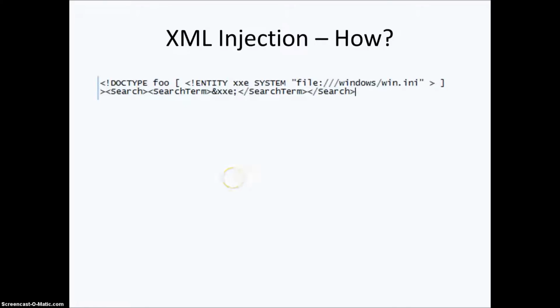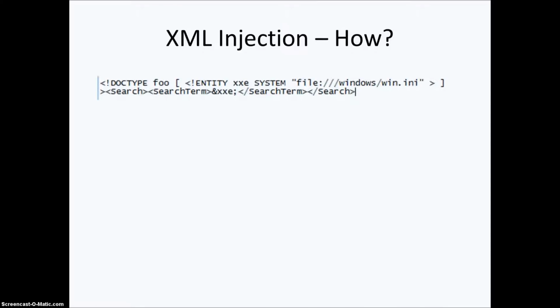So take a look at this. We're going to set up an entity. It's called XXE. SYSTEM means we're referencing an external source, and file simply means that the URL we're referencing can use a file protocol. Note the search term, &xxe; semicolon. That means that when the server or the parser sees this, it's going to replace it with the value of XXE.